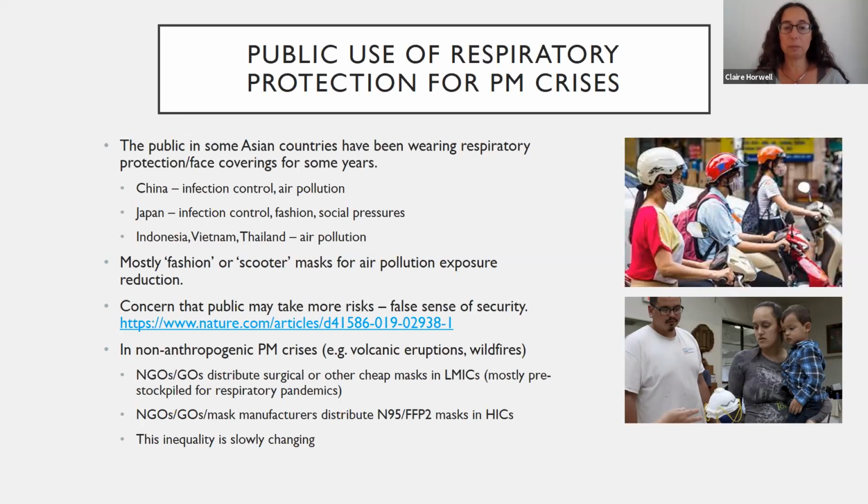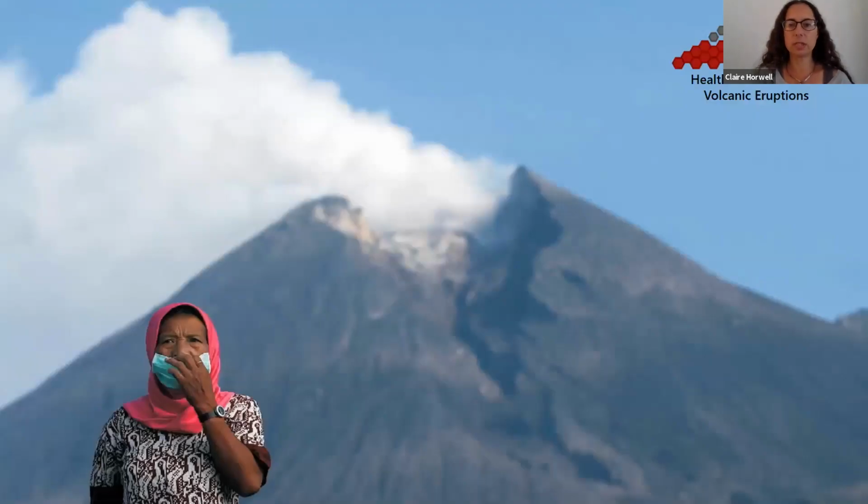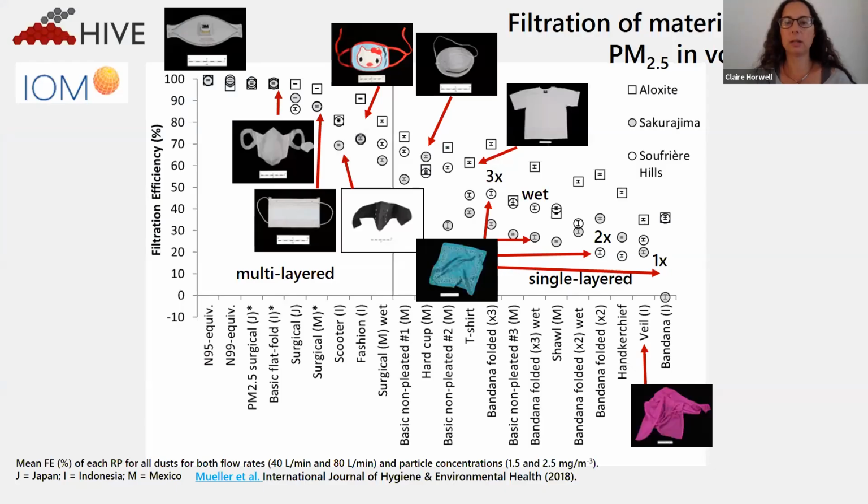This inequality, I believe, is now slowly changing, and this is partly due to a project called Health Interventions in Volcanic Eruptions, which I led and which ISRP were partners on. So this was the first research to try to quantify the effectiveness of different kinds of respiratory protection worn by communities across the world when there is a volcanic eruption. I haven't got time, unfortunately, to tell you about the project in detail, but I'm just going to show you some final results.